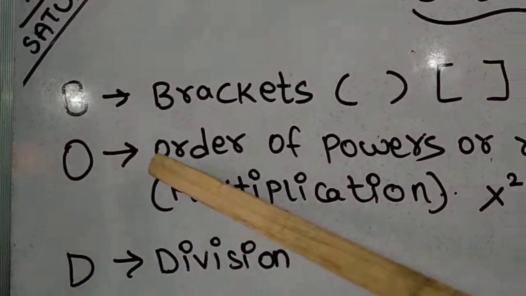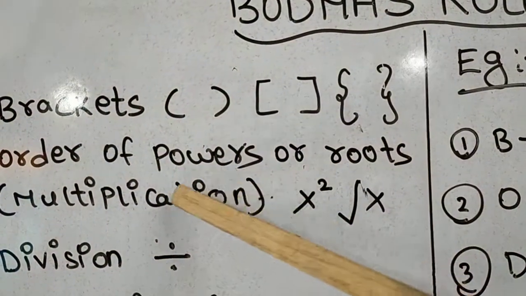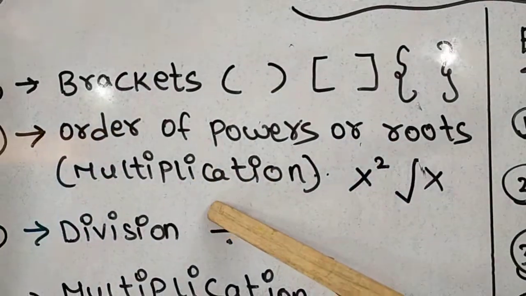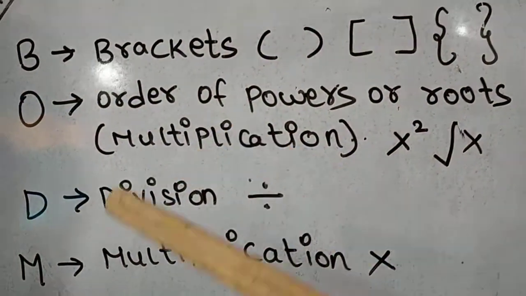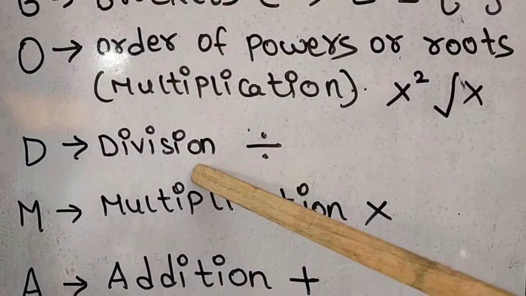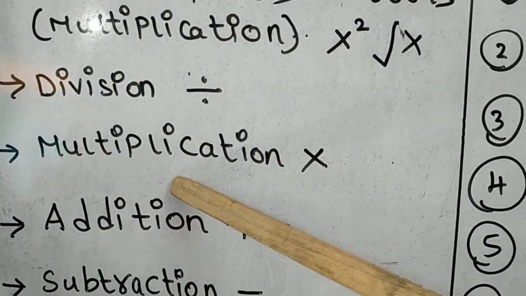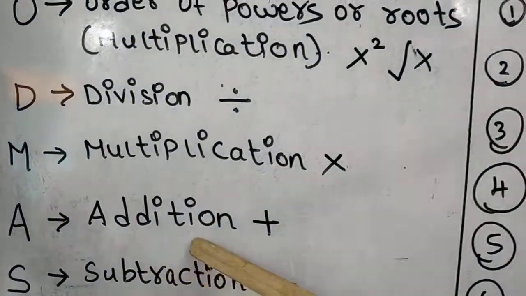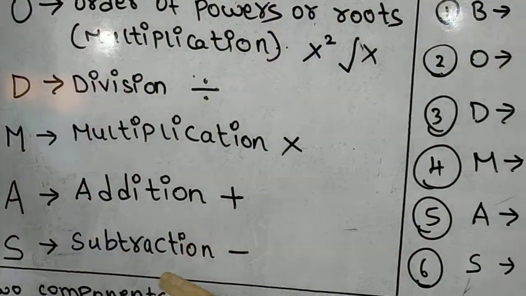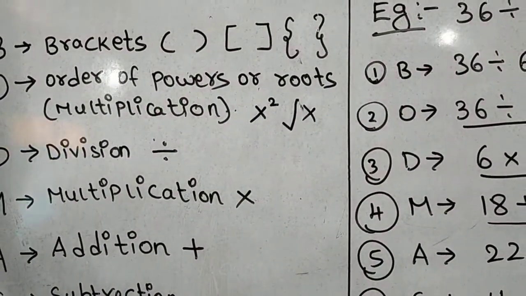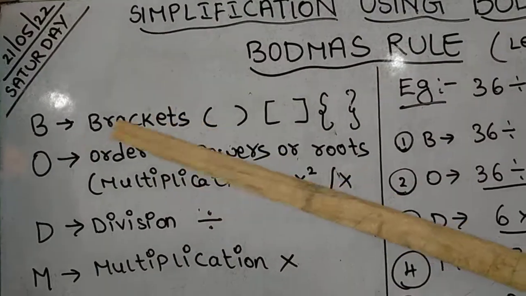And O for order of roots, order of powers or order of roots. Then D for division, M for multiplication, A for addition, S for subtraction. Did you understand, kids? So BODMAS altogether stands for what?